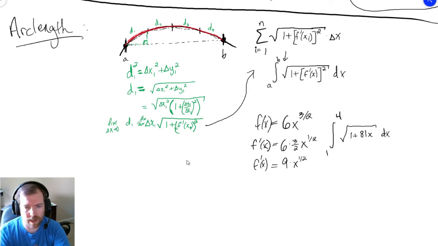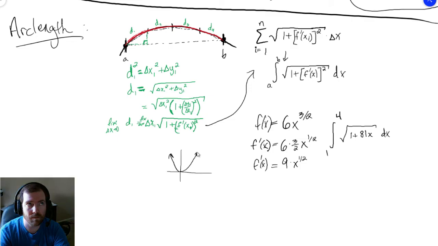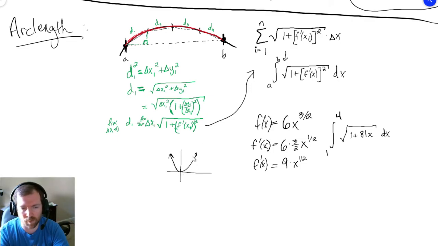So x to the 3/2 looks, roughly speaking, like a parabola. It's going to be steeper than linear, but shallower than a parabola. It's going to be a little bit more pointed at the x-axis, and here we have a 6, so that's going to make it accelerate pretty quickly.